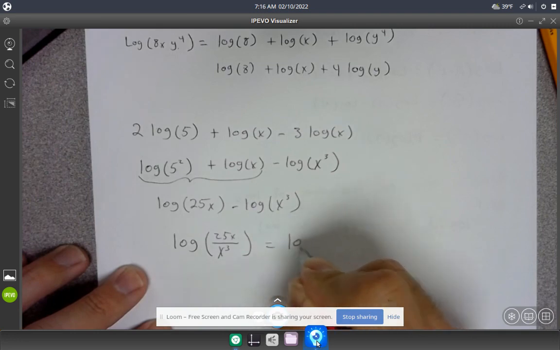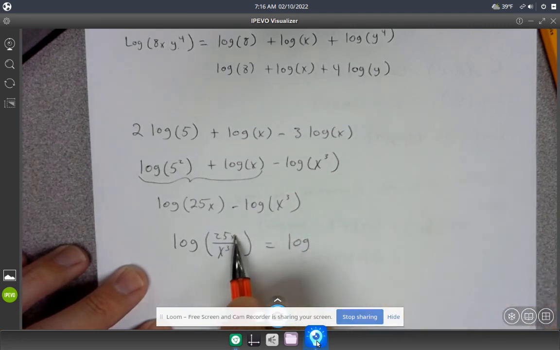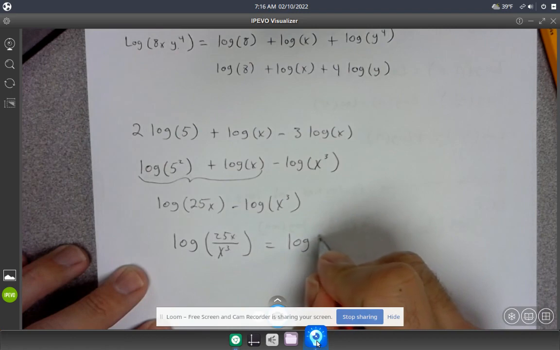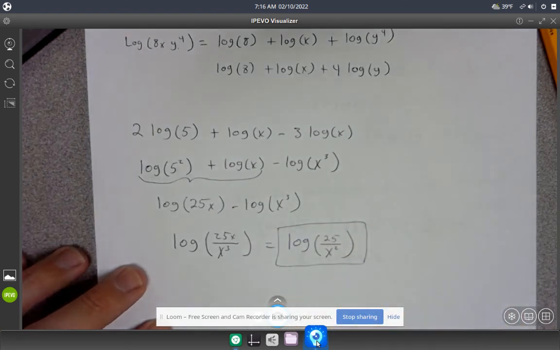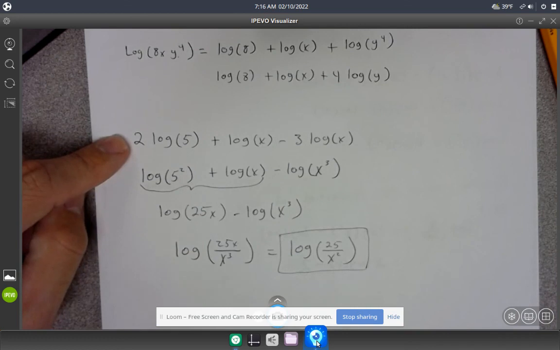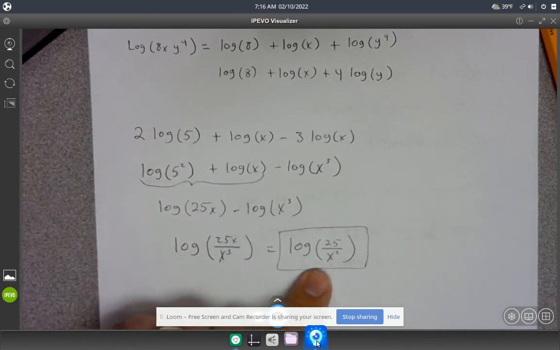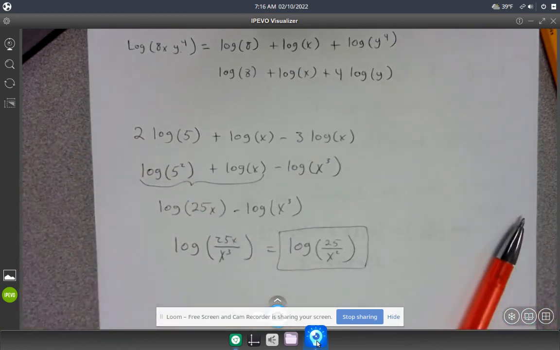And then the only thing else that I can do with this is simplify my x's. It'll be a log of 25 over x squared. And that is the finale. So I took something that had several log pieces and then condensed it down to one logarithm. Okay, that's all.